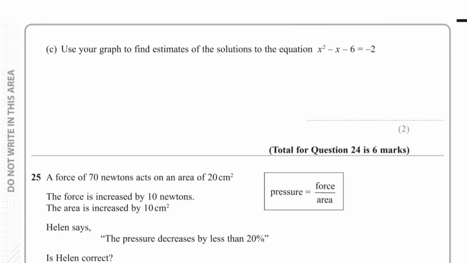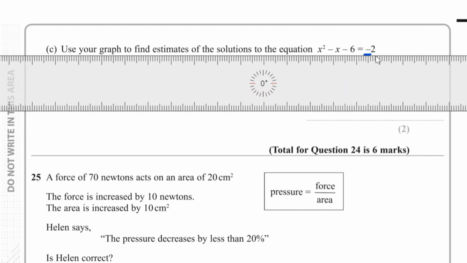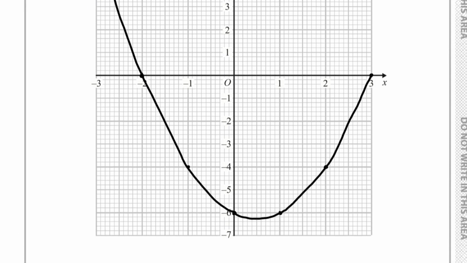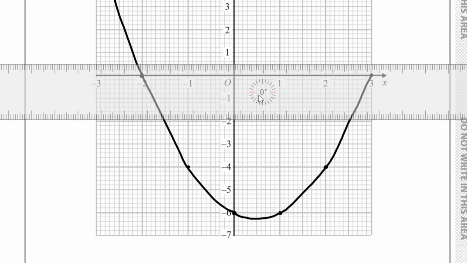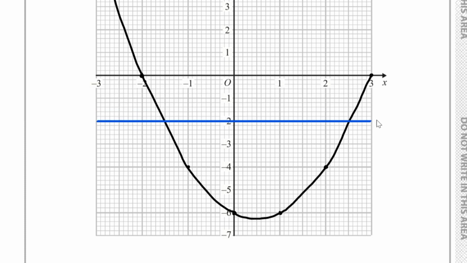Then for part C of the question, we have to use our graph to find estimates of the solutions to the equation x squared subtract x subtract 6 equals -2. So what we'll do to begin with is we'll draw the line y equals -2. So if I do that, we've got the line here, y equals -2.